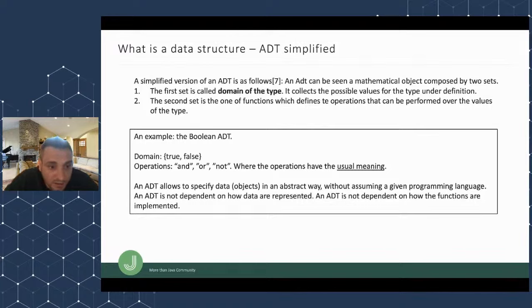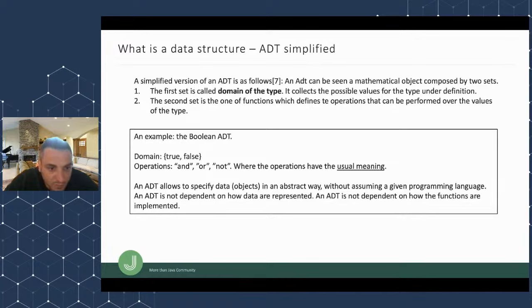The other set is the set of operations: and, or, not. But we have to add also this sentence here, where the operations have the usual meaning. So when we write down an abstract data type, together with specifying the domain of the type, when it comes to operations, we need to also specify the meaning of the operation. So the what part of an operation. We never specify the how part, so how to implement it, but we must define the what part, so what the function does.